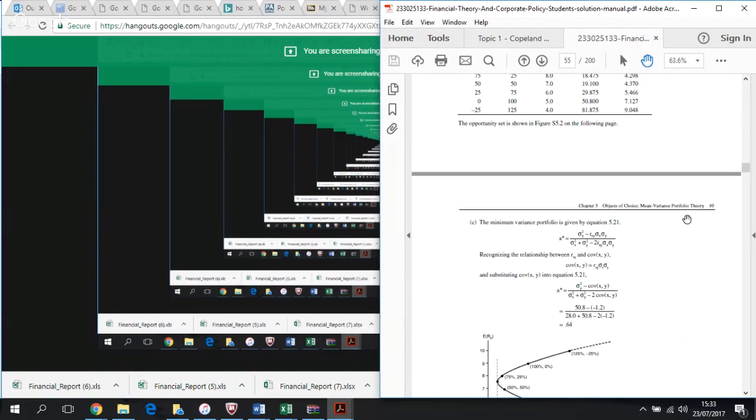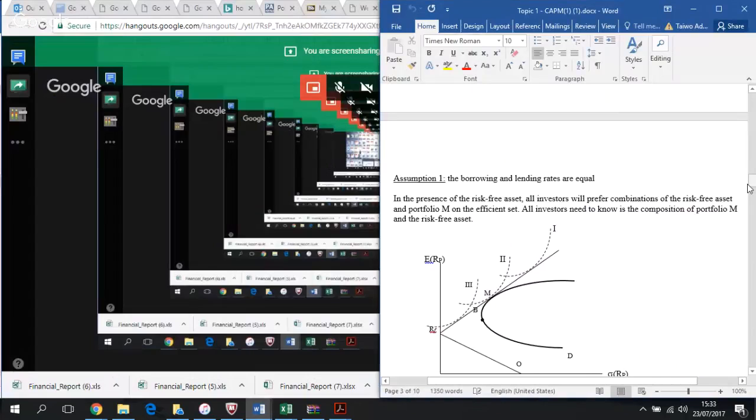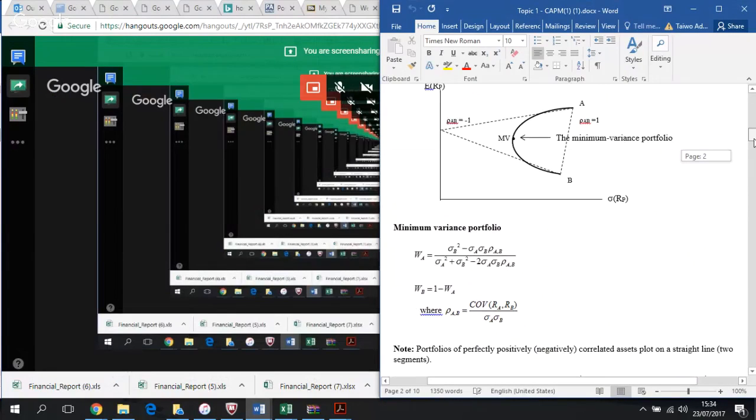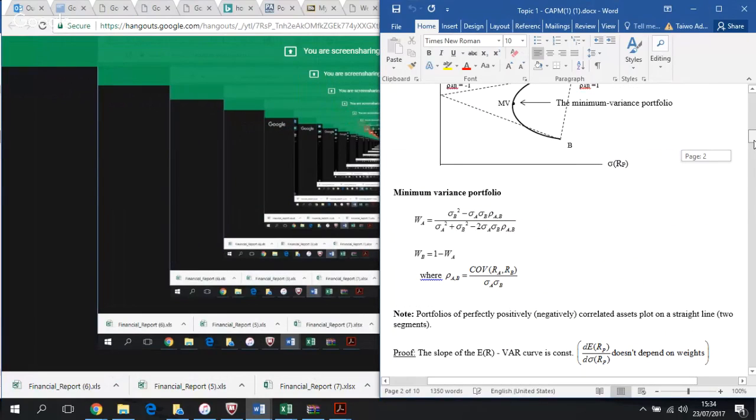Could I stop for 1 second? On her notes on page 2, that is the minimum variance portfolio. I was thinking that WA and WB were variations of that, PBA or whatever. Then it just jumps to this. There's a plug in there.